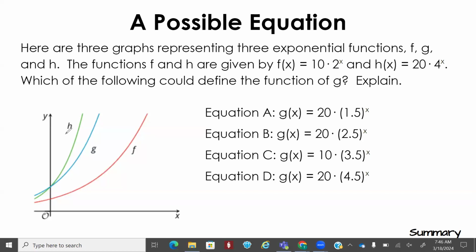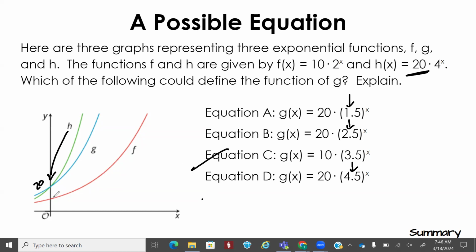Okay, so let me help you with this. h has a y-intercept of 20, looking at this equation. So what is g going to have a y-intercept of? 20. So that's either going to be A, B, or D. Now here's the tricky part. g is kind of more pulled up than f is. So what would be the b value? Would it be 1.5, 2.5, or 4.5?